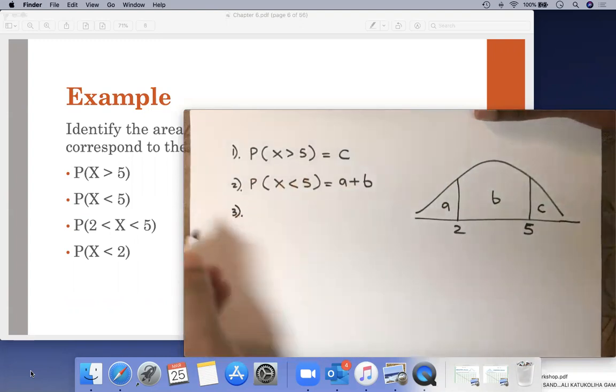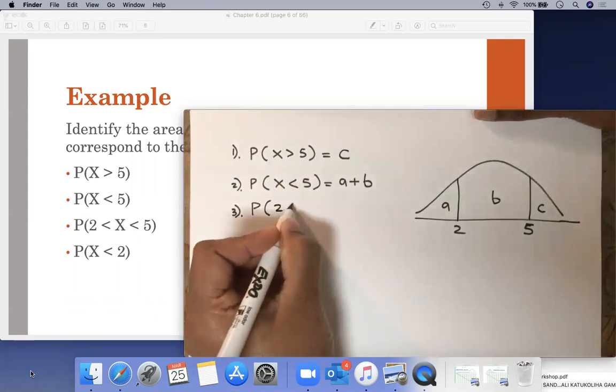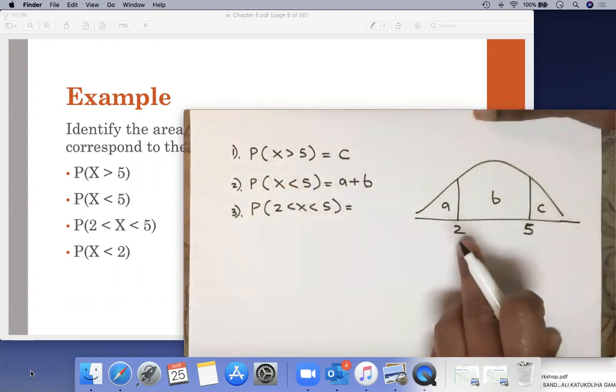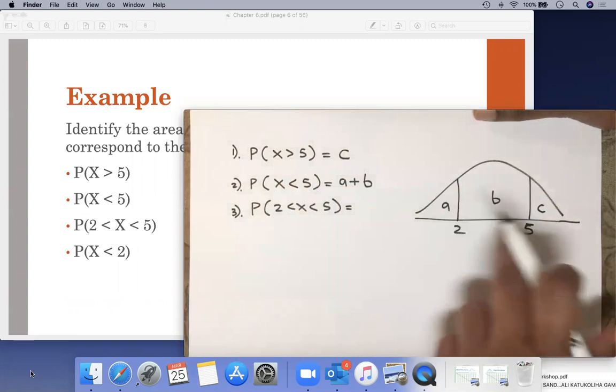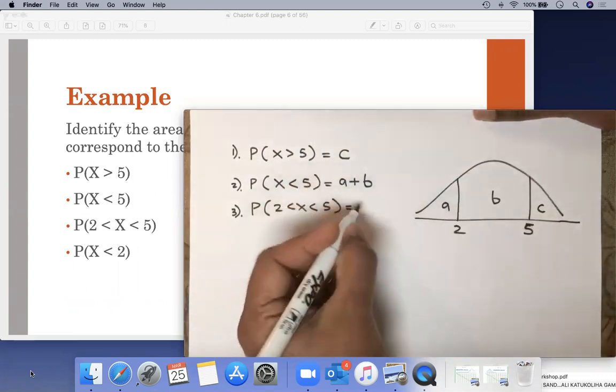For the third one, you have to find the probability of x values in between 2 and 5. This is 2, this is 5. So you have to find the area in between 2 and 5. So this is the area. It's b.